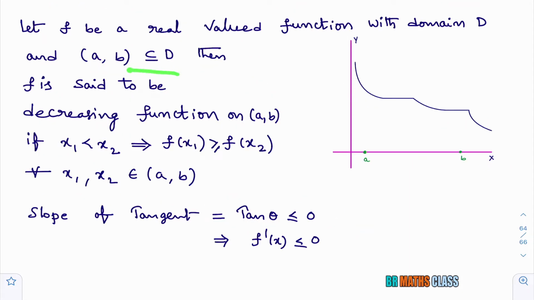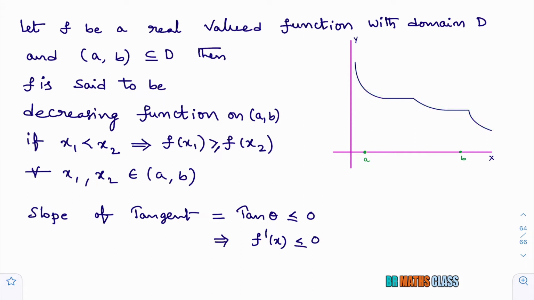You observe, f is said to be decreasing function. You observe the graph. This graph is decreasing. It can be understood easily, but it is not strictly decreasing. You see, in this zone it is stationary. At this zone also this is stationary. Overall, if I observe, this is decreasing function only.